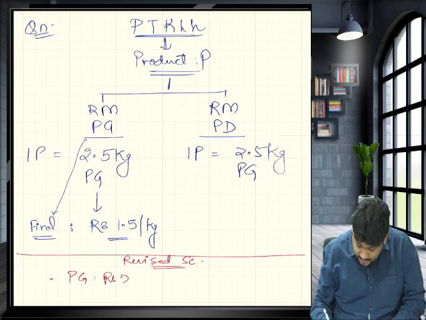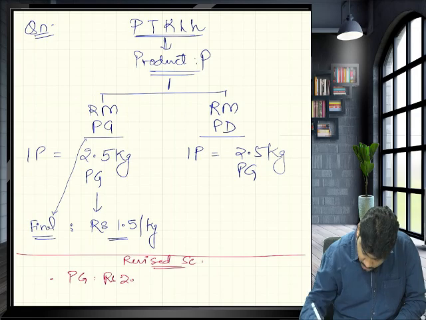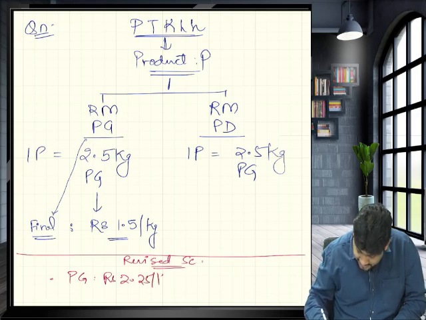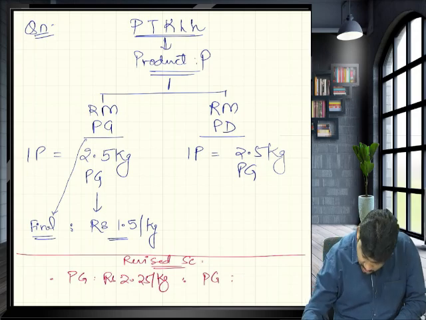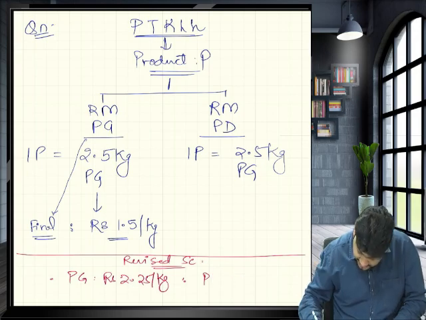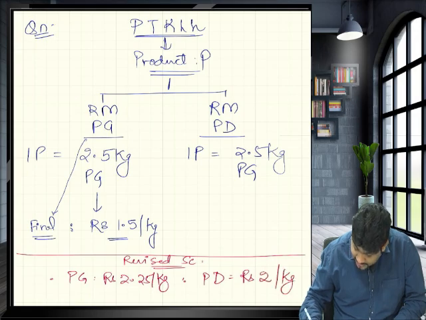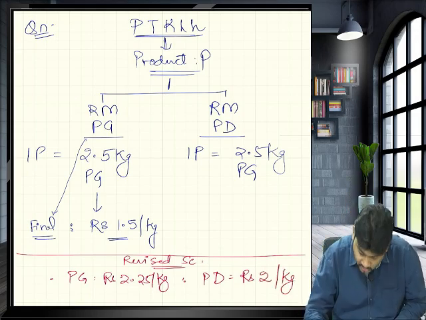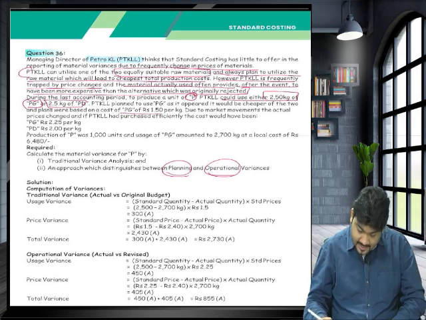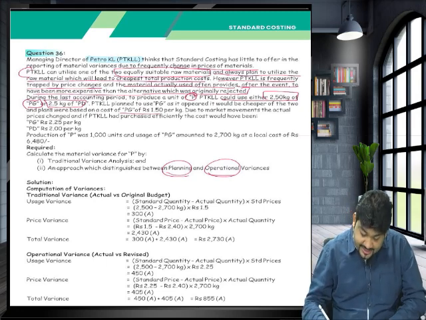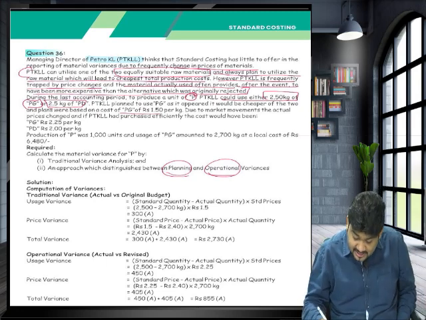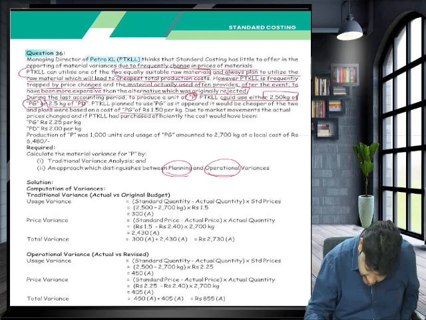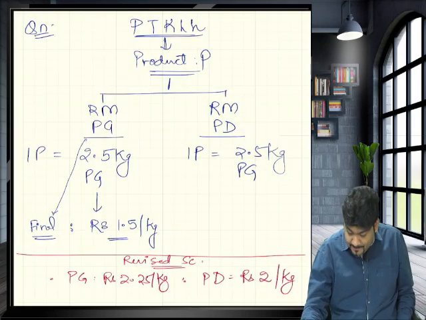Rupees 2.25 per kg, and for PD it is rupees 2 per kg. Are we understanding, guys? Due to market movements, the actual price has changed, and if PTKLL had purchased efficiently, the cost would have been PG 2.25 and PD 2.